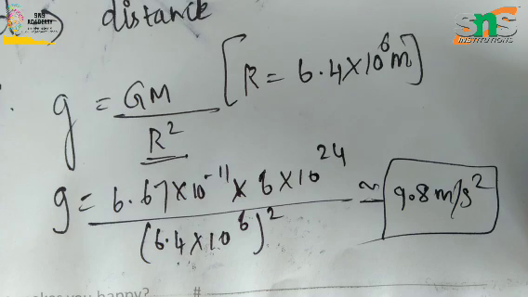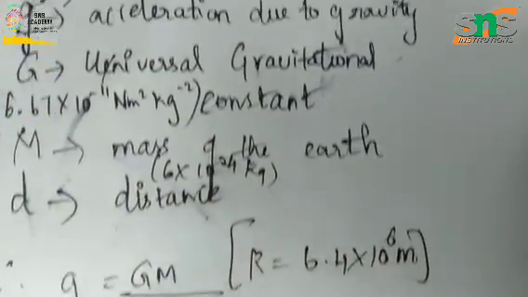So keep the formula in mind as F is equal to m times g, and the universal gravitational constant is G, and the formula will be F is equal to G M m by d square. So these are the formulas and this is the derivation for this calculation of g.